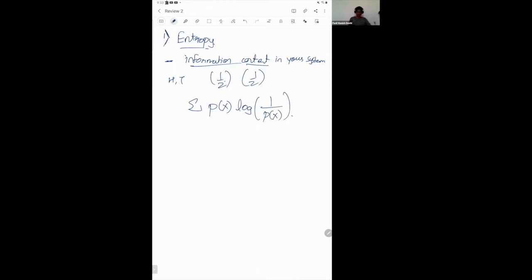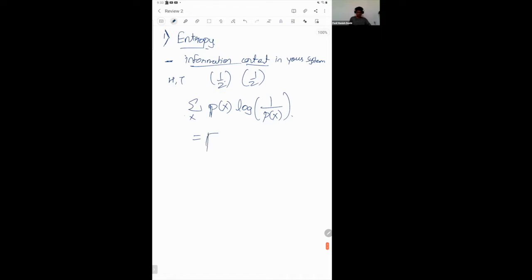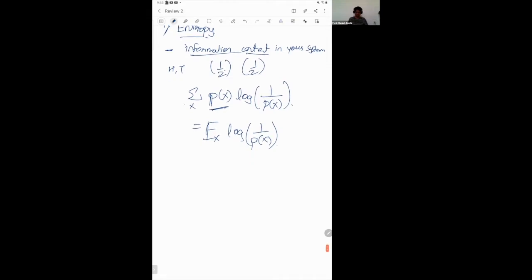And yeah, given this, and this is just the summation over all the x's that you see. This is nothing but the expectation of x over log 1 by p(x). So what this formula tells you is, if x is distributed according to this probability distribution, I would need approximately this much amount of bits to encode the information in x.